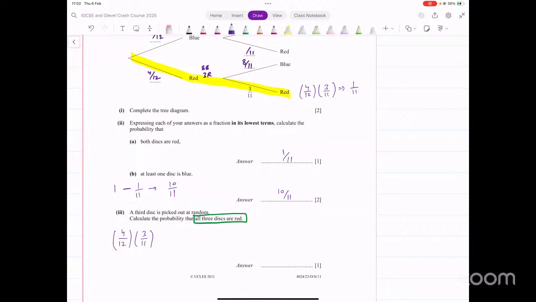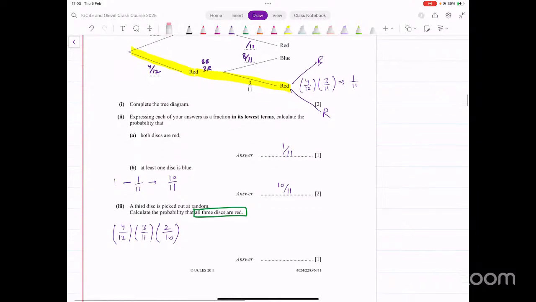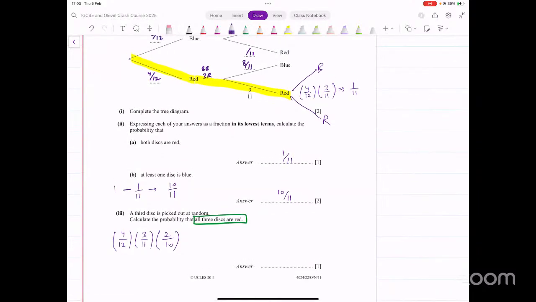If the third is also red, what would be the probability of the third also being red? So again, you'd have two cases. One is going to be blue and the other is going to be red. What is this probability going to be? The number of red disks the next time is going to be 2 out of how many? 10. So that's going to be the next case. You multiply these probabilities and you get the result. You can see what that is. It's going to be 2 out of 110 or 1 out of 55.